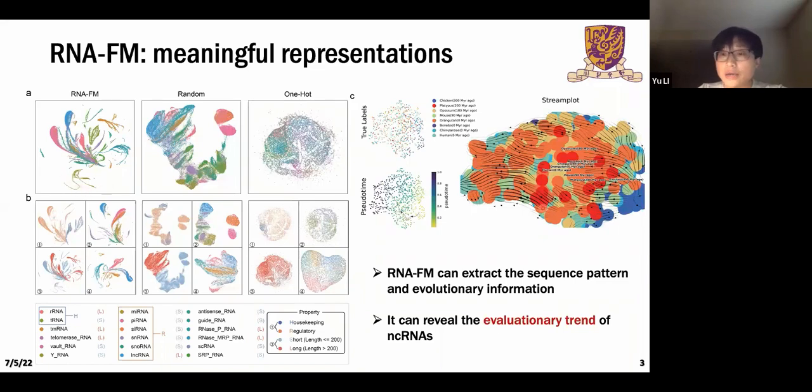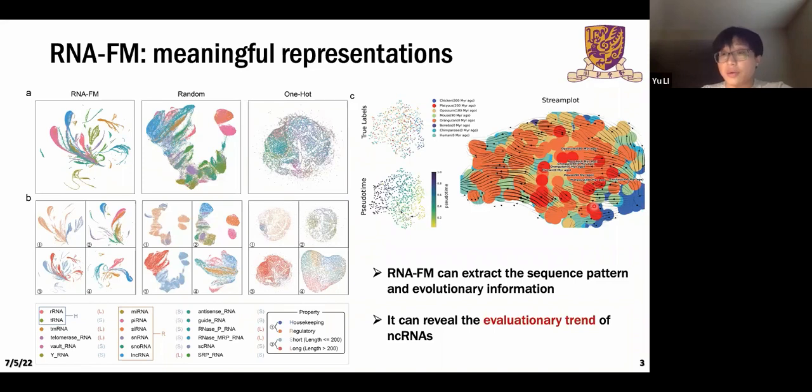We also tried to check whether our embedding can be used to infer the evolutionary trend of the non-coding RNAs, and we found that it is consistent with the existing labels in the literature. So essentially, the RNA Foundation Model can extract the sequence pattern and evolution information. It's not some random representation. Instead, it's some meaningful representation.